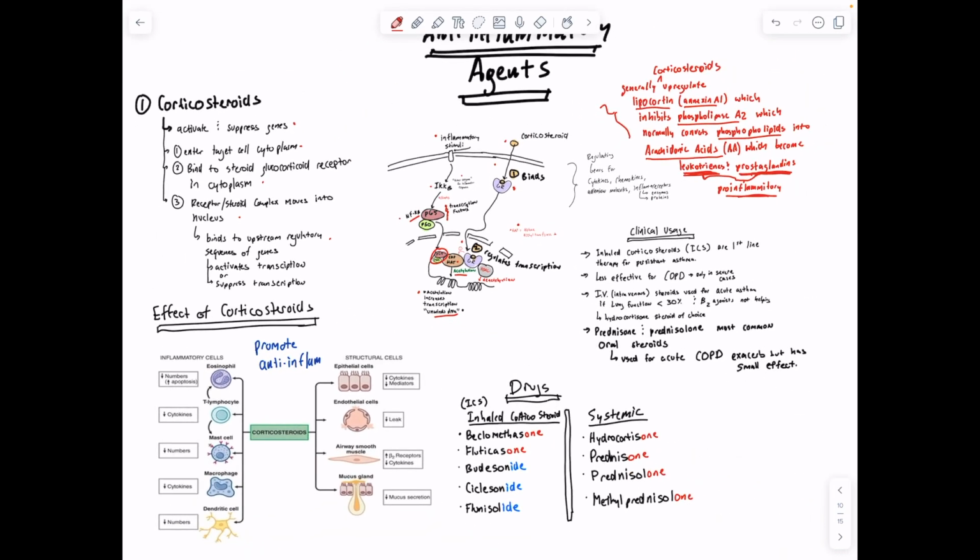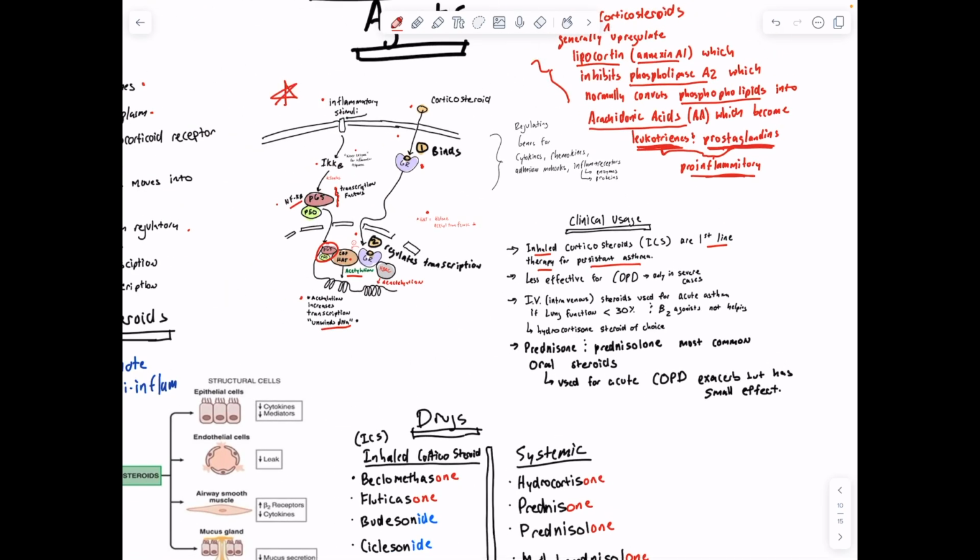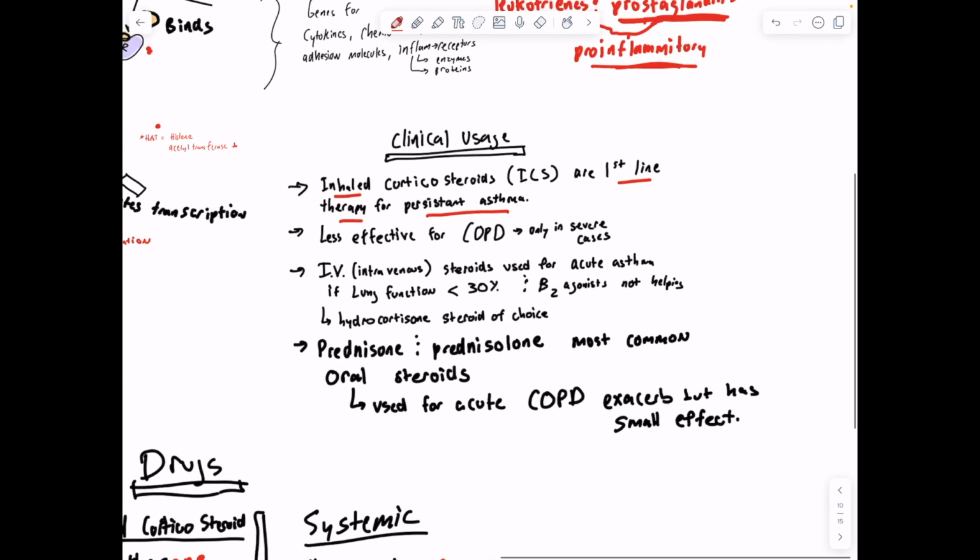So what are the clinical uses of our corticosteroids? Well, we have inhaled corticosteroids. They're the first line of therapy for persistent asthma. You think about this entire pathway: does this seem like a fast pathway to you? No. So it's going to take a little bit longer than our beta-2 agonists. Our first line of therapy often uses like a daily puff. They're often less effective for COPD, used in severe cases only.